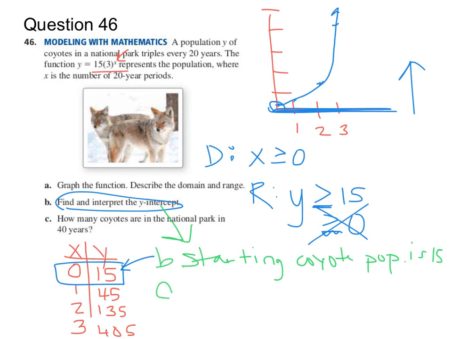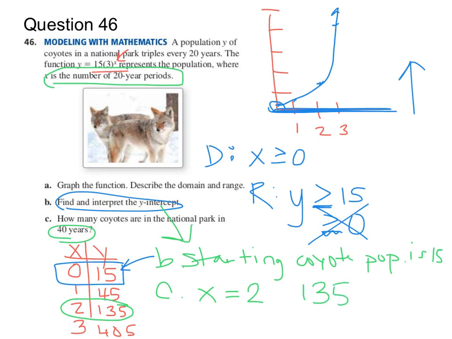And then for C, I get to use the equation that they give me, but the trick is that it says we want to find the coyote population in 40 years. But X represents a 20-year period here. So 40 years is actually where X equals 2, because 2 times 20 is 40 years. So I'm really just plugging in 2 for X, and I already have that answer right there. So 135 is going to be my population for C.